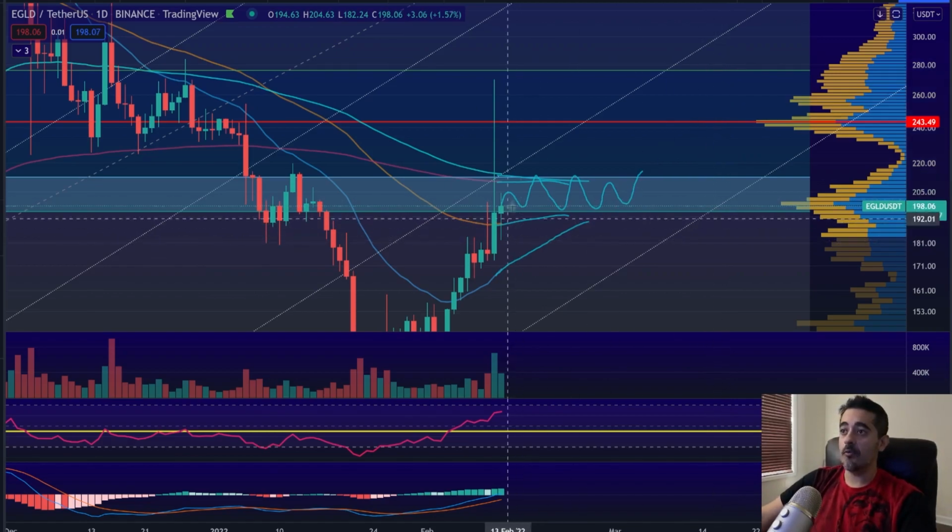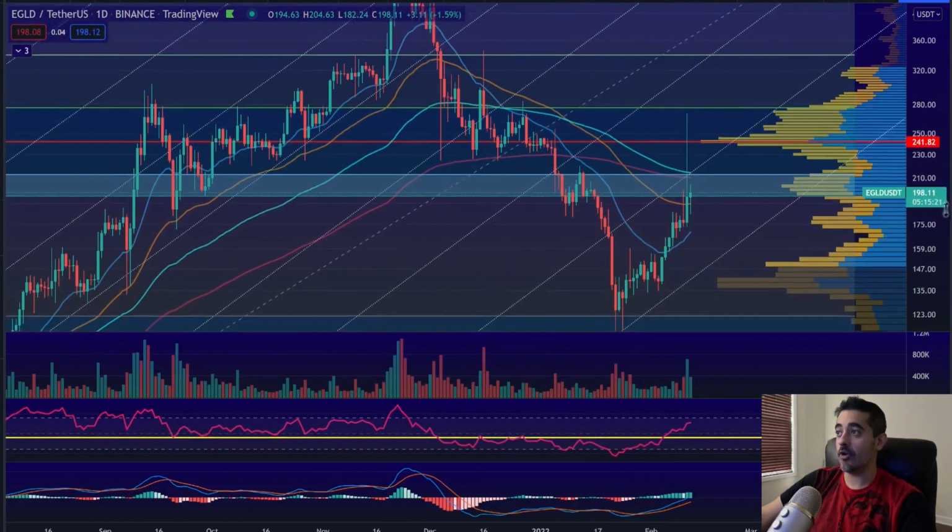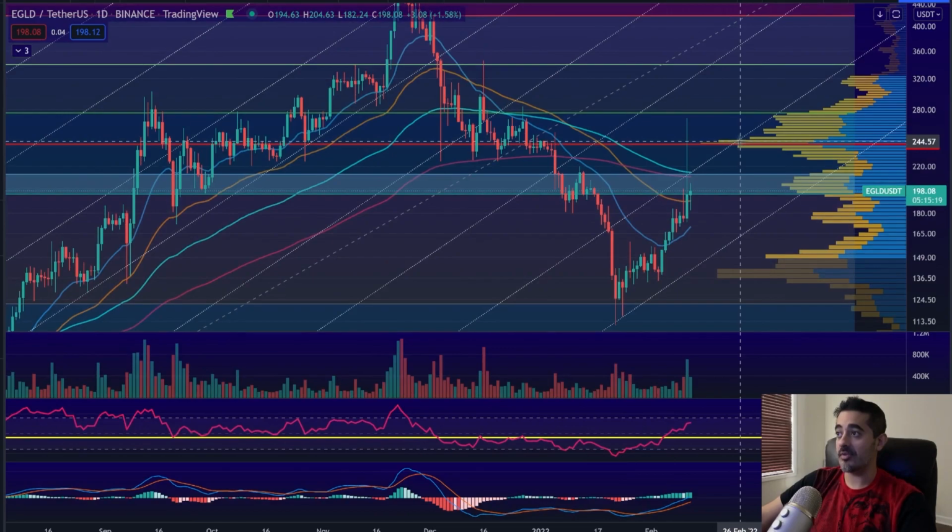Once we break out of this golden pocket, I'm not really expecting massive resistance until we have hit 240, because long term, 240 is where we have our resistance.